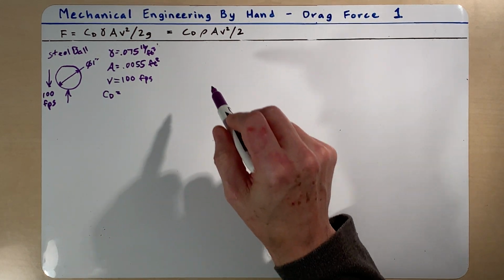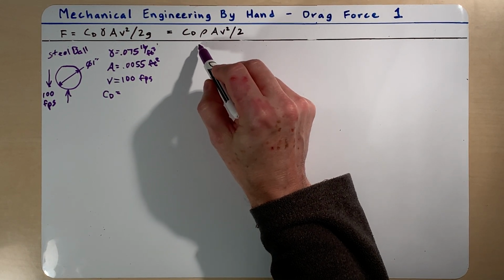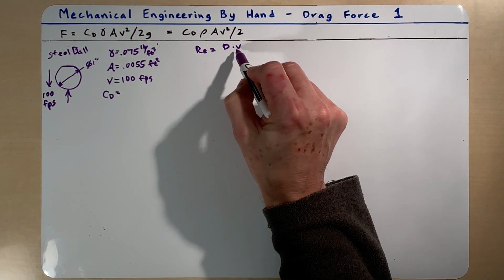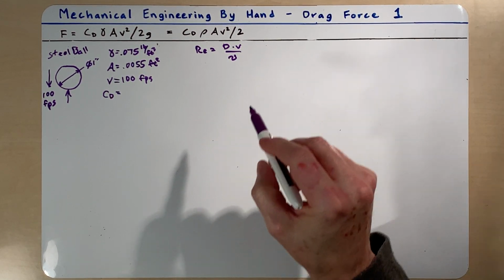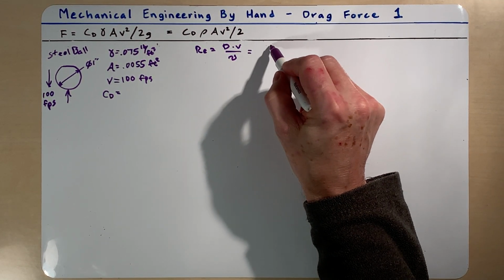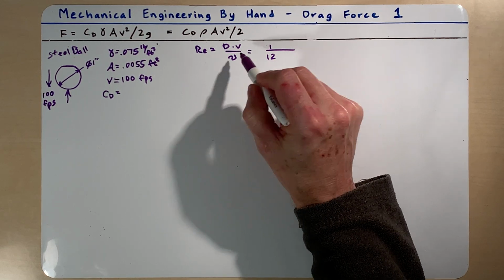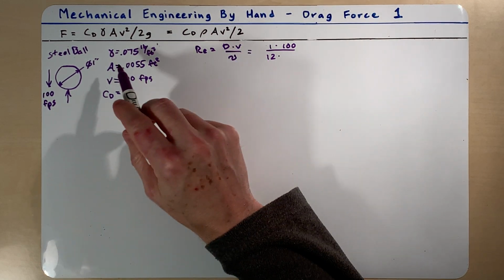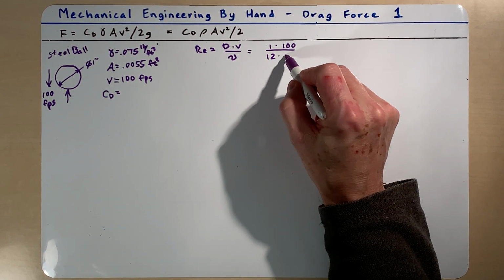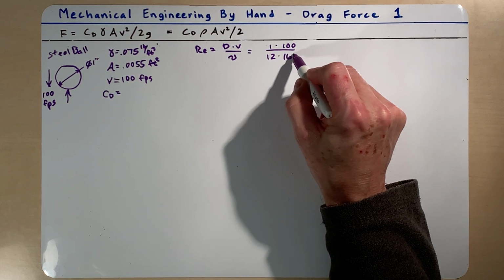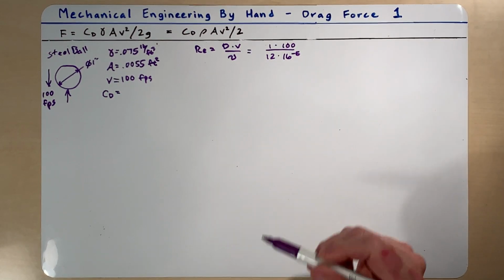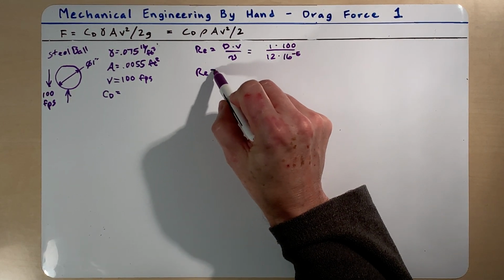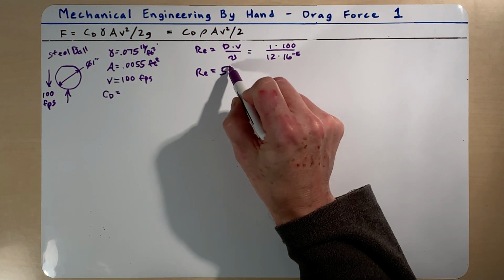And we need to calculate the Reynolds number to do that. So let's look at the Reynolds number. That is diameter times velocity over kinematic viscosity of the air. And so that will be 1/12 for the diameter times our velocity, and then the kinematic viscosity of air at standard conditions is 16 times 10 to the -5 feet squared per second. And so this equals 52,000.